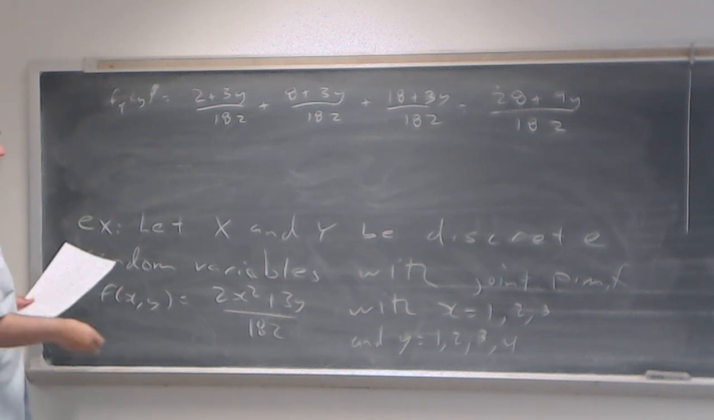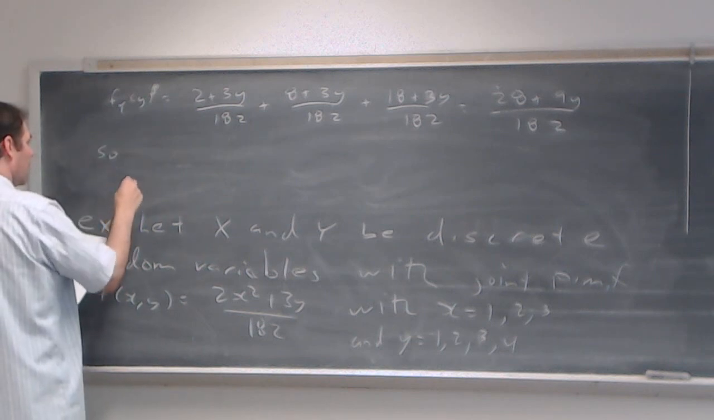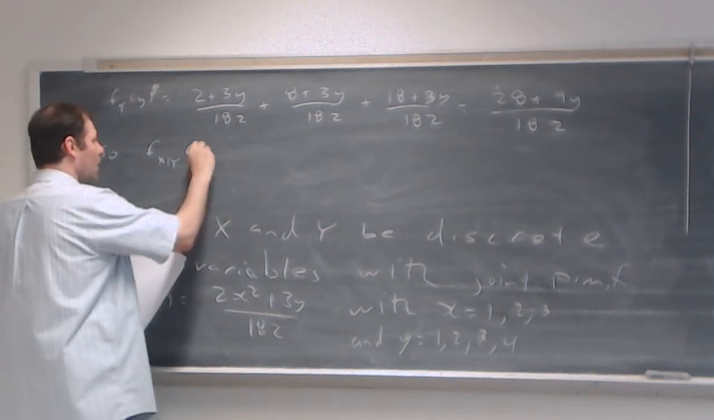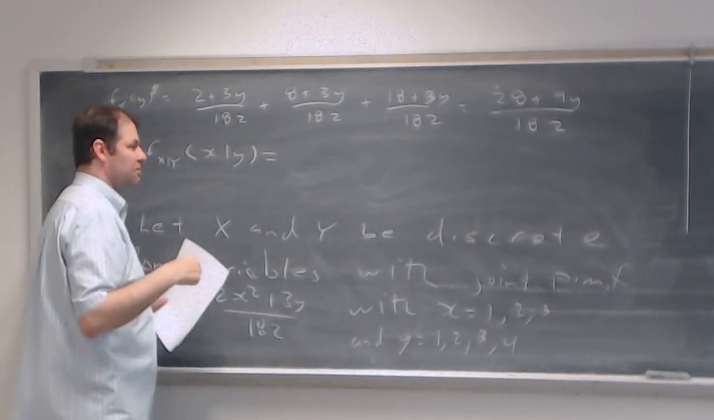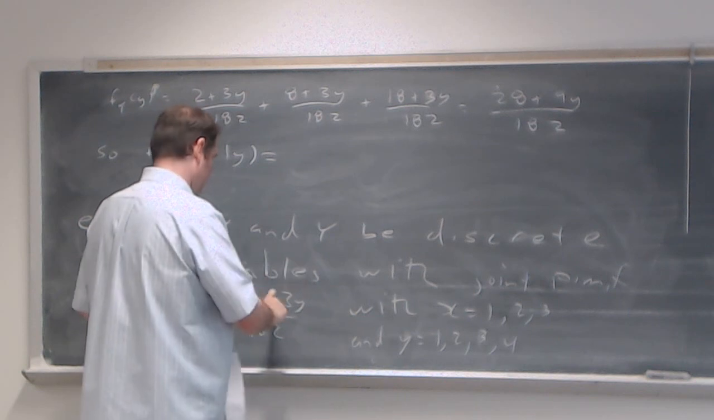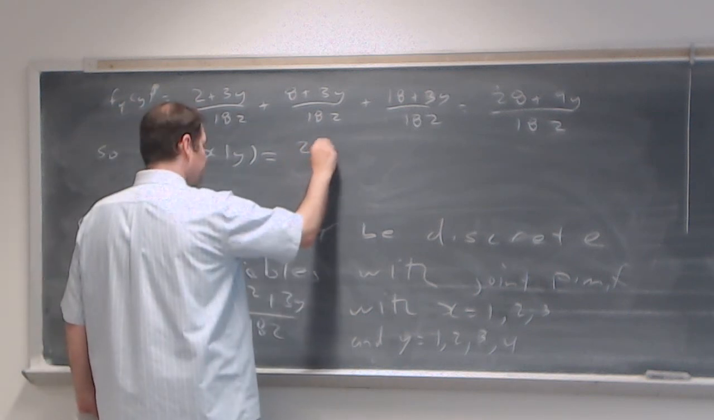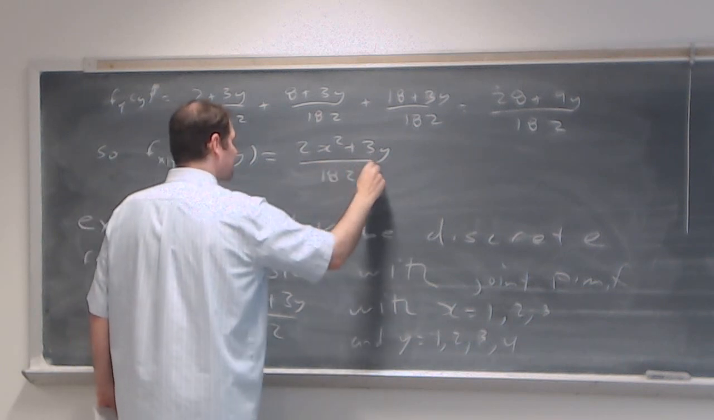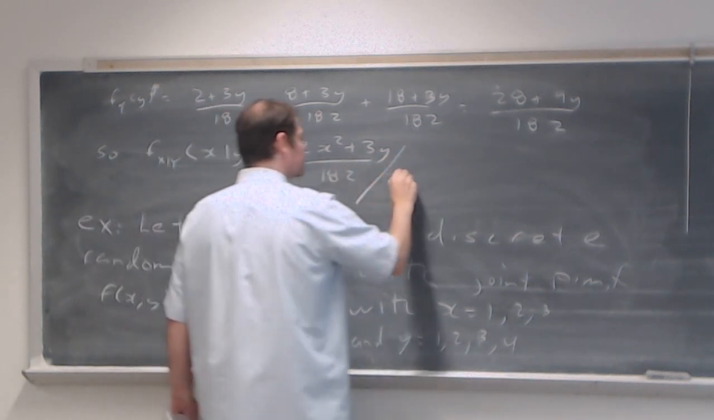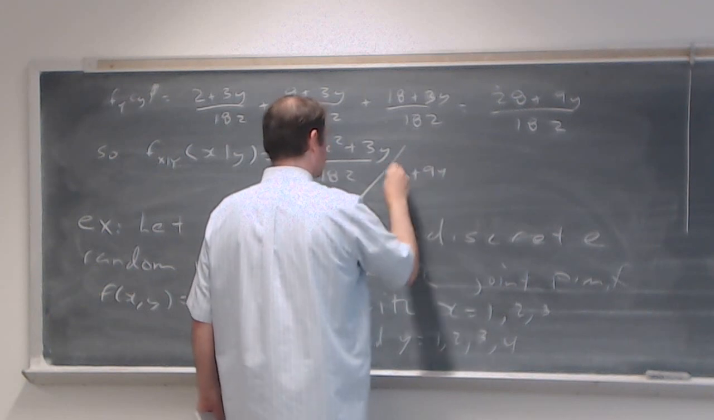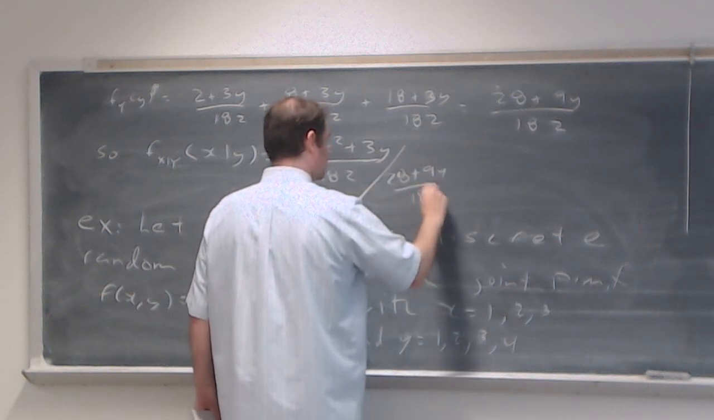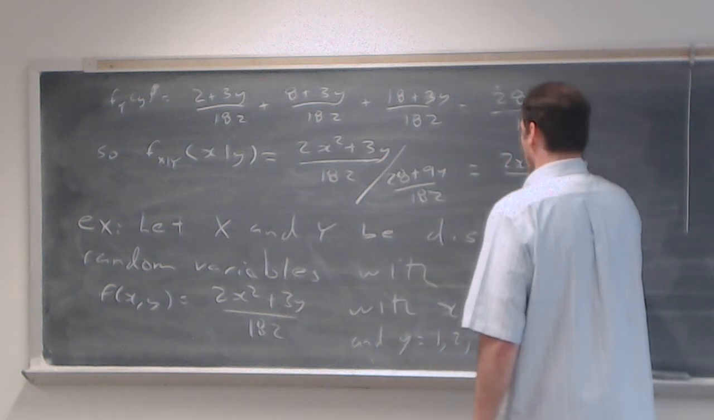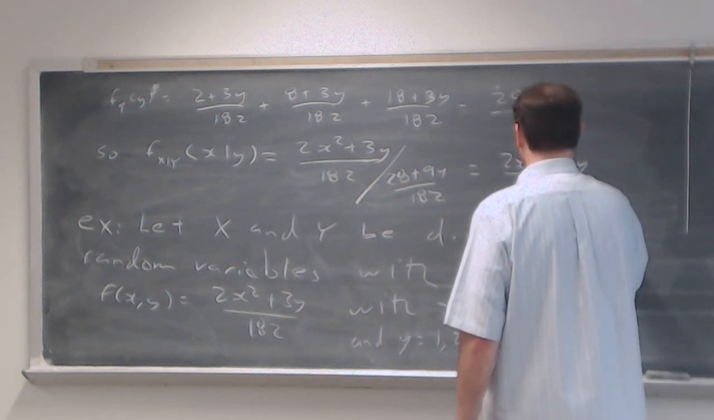Okay, so f of x given y of x given y is going to be equal to this quantity right here, which is 2x squared plus 3y over 182, all divided by 28 plus 9y over 182. And so that ends up being 2x squared plus 3y over 28 plus 9y.